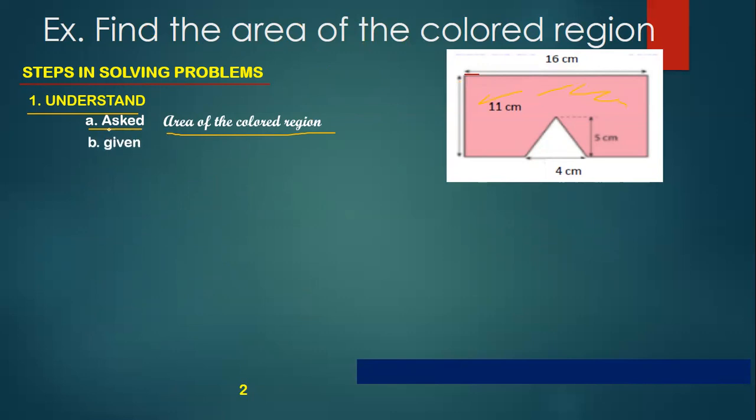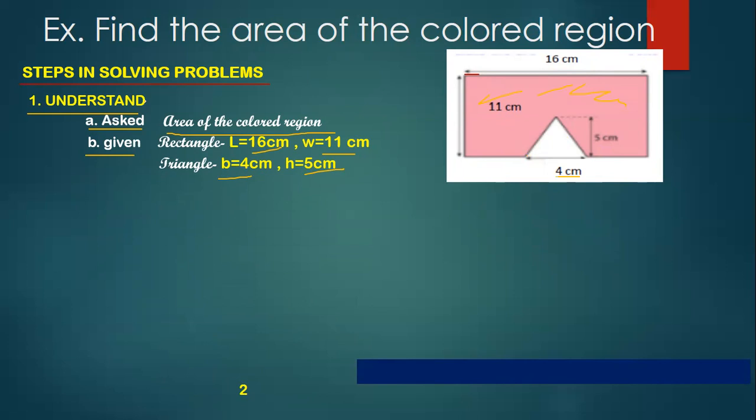And of course, after knowing what is asked, know what are the given facts. So ano yung mga given facts o mga values na nandyan, na kailangan natin para masagutan natin ang tanong? So the given, meron tayong rectangle. Ano ba ang mga dimensions na meron sa rectangle? So ang length ng rectangle ay 16 cm at ang width ng rectangle, itong taas na to, that is 11 cm. Yan ang given para sa rectangle. Ano pa? Meron tayong triangle dyan. Ang base ng triangle ay 4 cm at ang height ng triangle ay 5 cm. Yan lang naman kailangan natin.